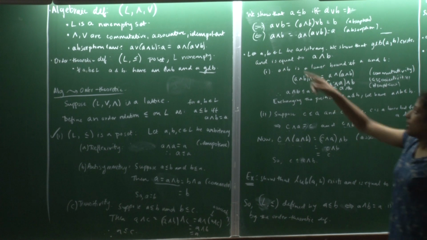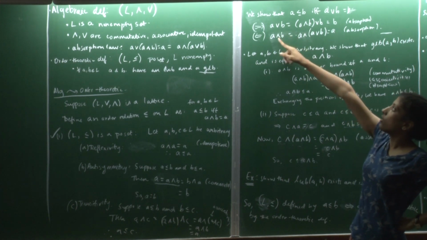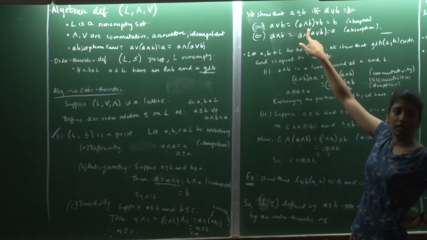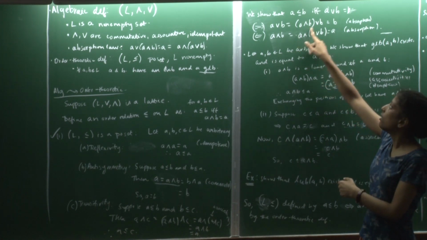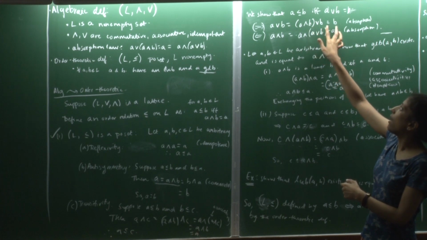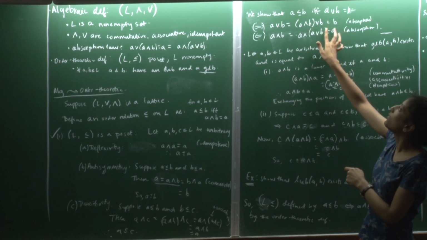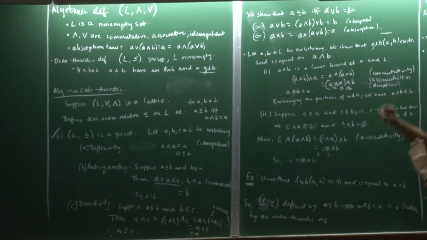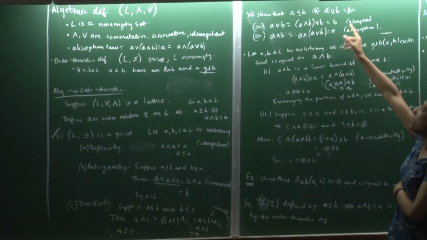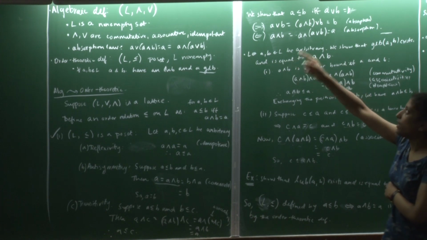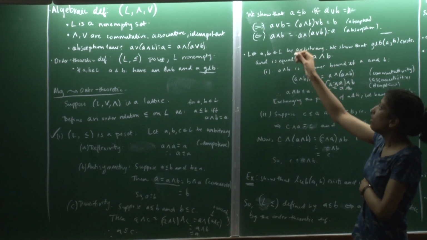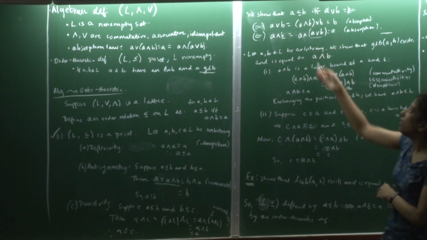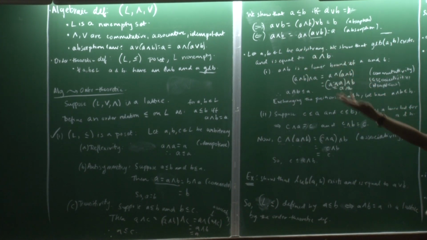So let's look at what A join B is. A join B, we can just replace A by A meet B because A is less than or equal to B. That's our assumption for the first part. And then by absorption, this is equal to B. Conversely, suppose that A join B is equal to B, then we have to show that A is less than or equal to B in this order. Then A meet B, we can replace B by A join B, and we get it again by absorption.